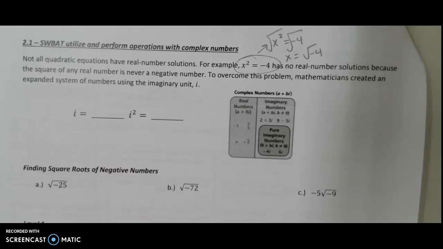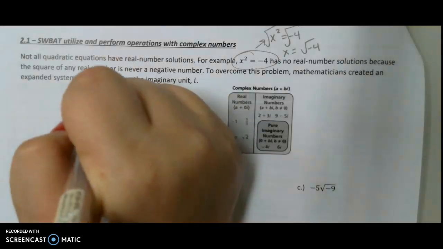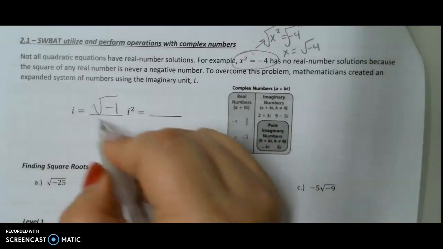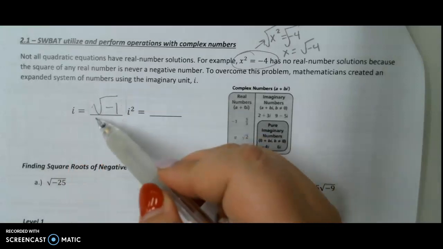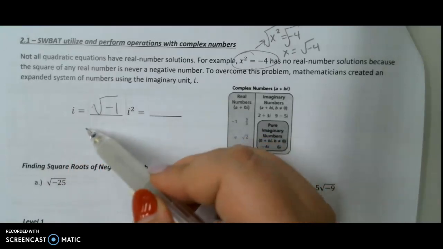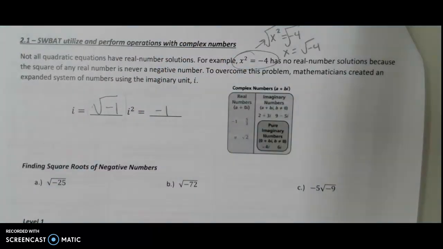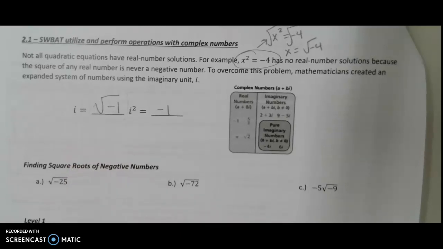So the first thing that we're going to talk about is what i equals. i equals the square root of -1. And if we were to square that, i squared, that would be squaring both sides. So if we were to square this, the square and the square root would cancel each other out. So i squared is just -1. These are the two most important parts, really, that we need to know today for working with complex numbers.